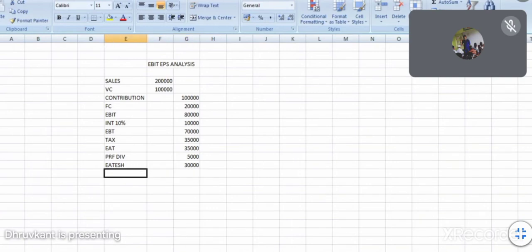Now you have to find out how many shares you have in the company. Suppose you have 5 lakh share capital and each share is of rupees 10, meaning the face value of a share is 10. Then you divide earning available to equity shareholders by the number of shares, and you will get the value called EPS, earning per share.